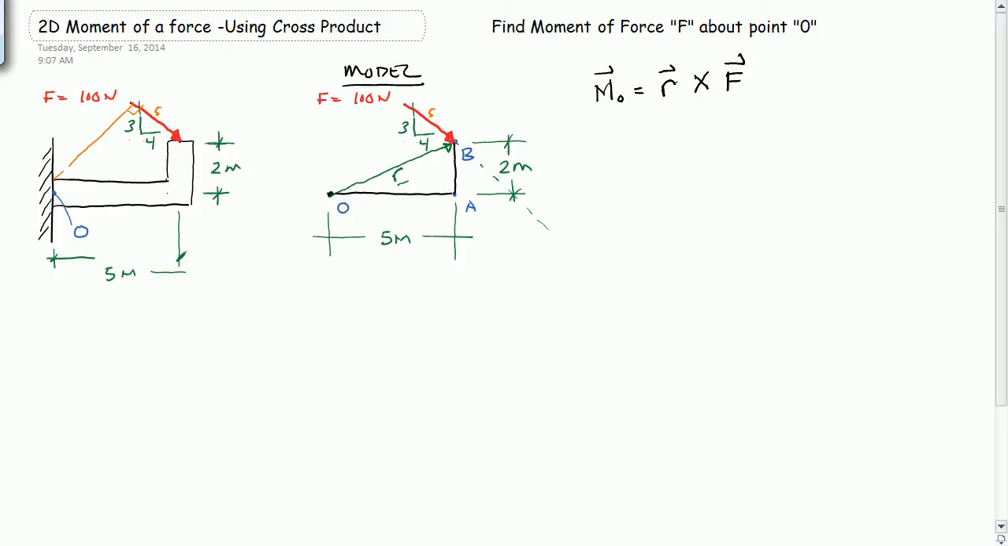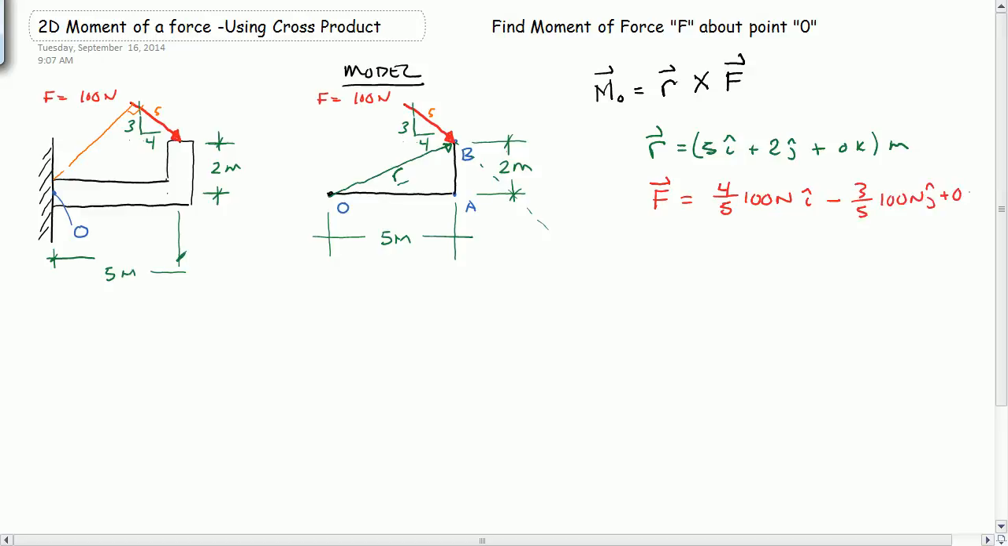So let's go ahead and write out everything we know. First of all, R is going to be 5i plus 2j. Let's do it in three dimensions so we can see what's going on: plus 0k, and that has units of meters. And our force vector F, we have to break it into components, so it's equal to 4/5 of 100 newtons in the i direction, minus 3/5 of 100 newtons in the j direction, plus 0 in the k direction. Again, this is a two-dimensional problem, but we're going to capture both. So that gives us 80 newtons i minus 60 newtons j.